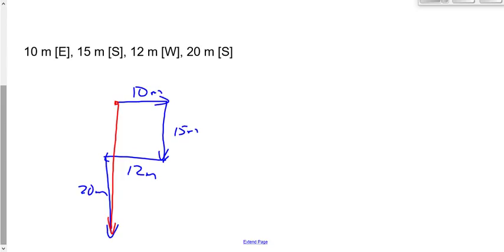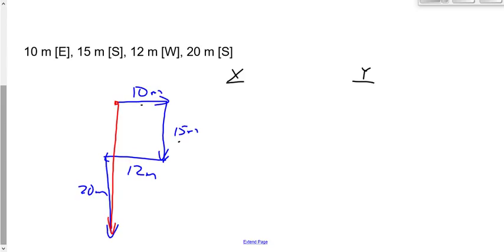Somebody suggested in the last question that maybe we break it down into two triangles. This one would have to be a couple of triangles and a rectangle. That is not the way to go. Definitely not the way to go. So what are we going to do? If we have more than two vectors like this, let's break it up into our x's and y's.